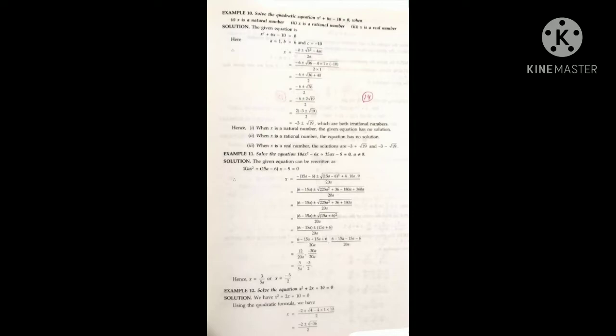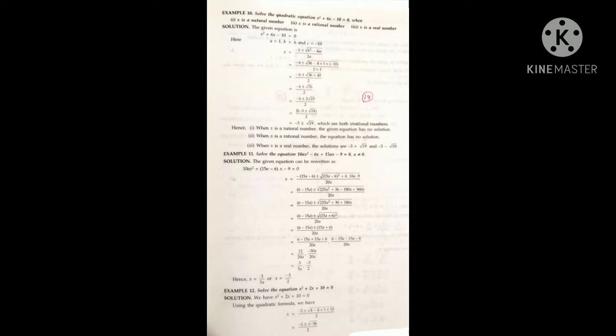So in both the cases the answer is an irrational number because we are having imperfect under root. So when x is a natural number, the given equation will have no solution. When x is a rational number, the equation will have no solution. And when x is a real number, then the solutions are minus 3 plus under root 19 and minus 3 minus under root 19. Okay?